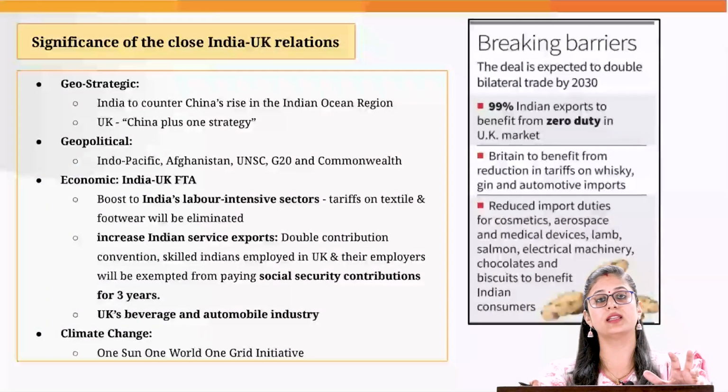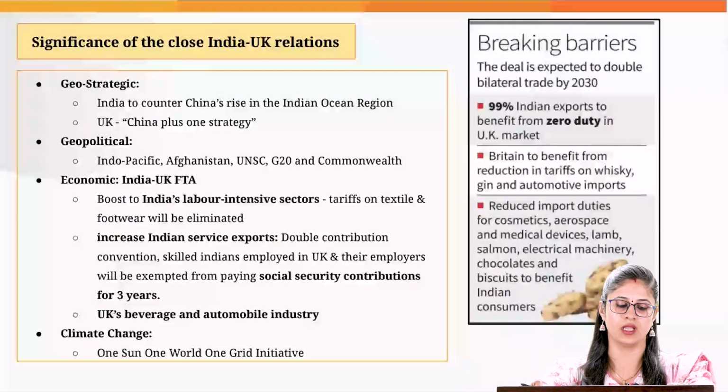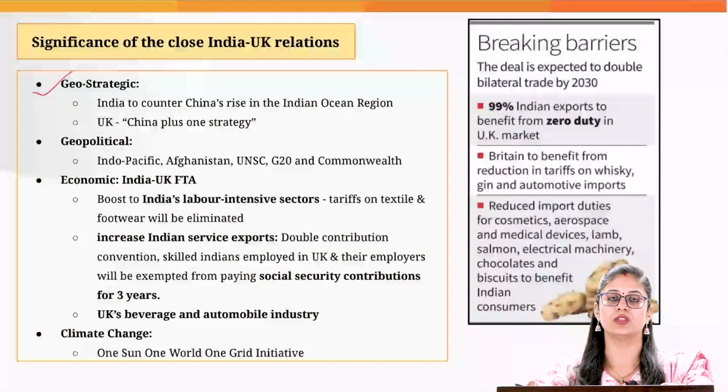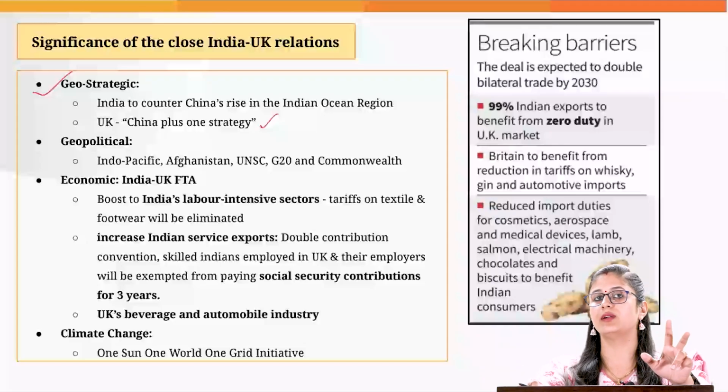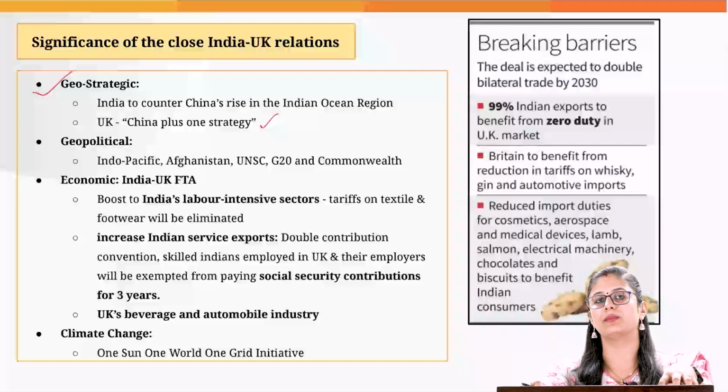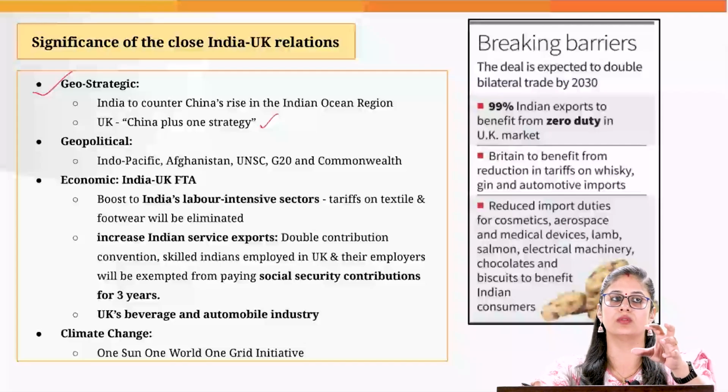Now let's understand the significance of this India-UK relation. This relation is important from a geostrategic point of view. Why? India needs the UK so that we can counter the Chinese presence in the Indian Ocean region. And the UK needs India. Why? To go with its China plus one strategy. If you have been following the newspaper, you must be aware that the trade war is intensifying between the USA and China. In this backdrop, UK companies are trying to shift their production bases outside China. So they are looking at India as an option, wherein they can set up their manufacturing bases apart from China.